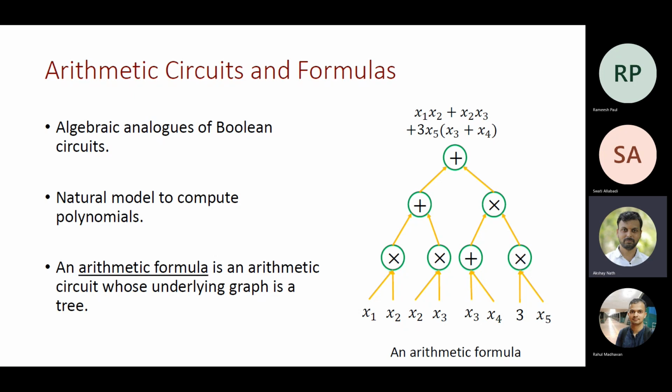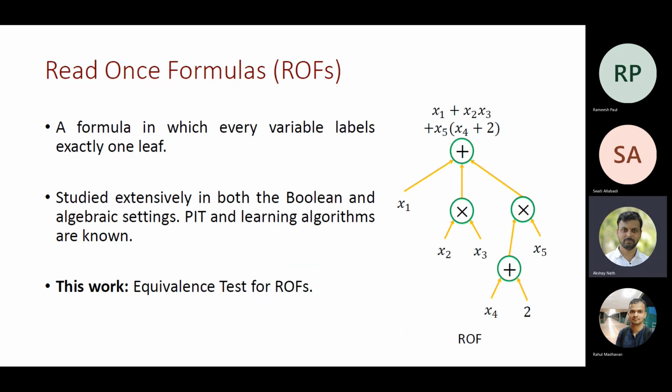So let me define those now. These formulas are called read-once formulas, or ROFs for short. A read-once formula is a formula in which every variable labels exactly one leaf. For example, the formula given over here is a read-once formula because, as you can see, every variable is in just one of the leaves.